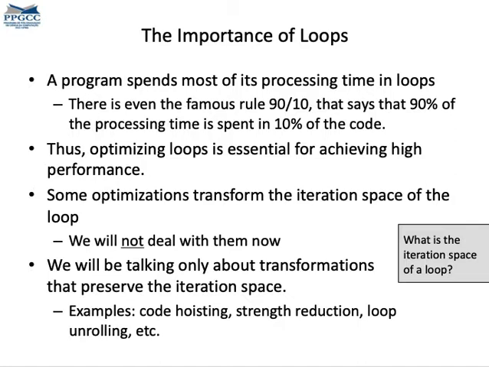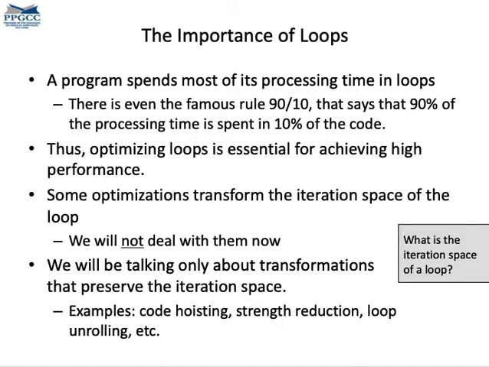Optimizing loops is very important because programs spend most of their time in loops, and compilers contain lots of optimizations that are specific for loops. Today we shall see some of them, but these optimizations will not really change the iteration space of the loop.